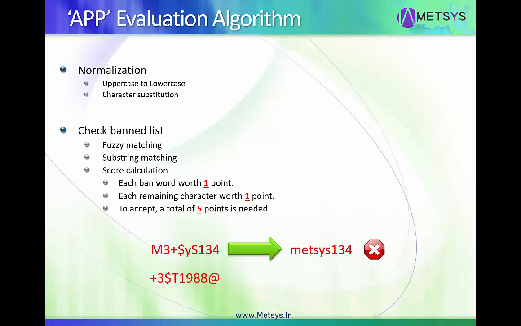This is another example of a quite complex password. If this password goes through the normalization process, it will be changed to something like this. And even if we have test in the custom banned password list, because test is a simple word in the list, it will give 1 point. And for the remaining characters, which are 1988 and A at the end, it will give 5 points for them. And as a result, the password will be 6 points. And since the score of 6 is higher than 5 points, the password can be accepted.